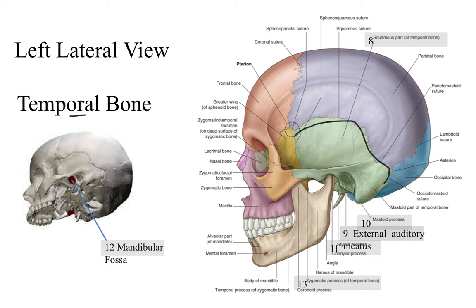All right, going back to the lateral view, we have our temporal bone, and our temporal bone is going to be this one in green right here. And there are lots of different parts of the temporal bone, so we'll kind of break that down.